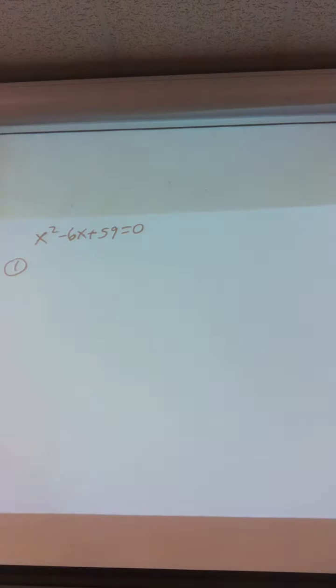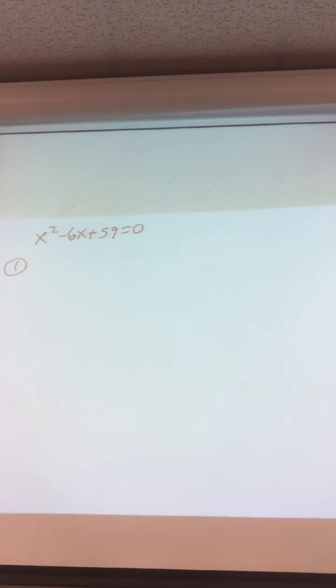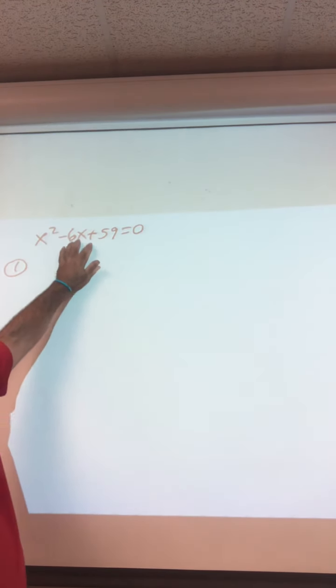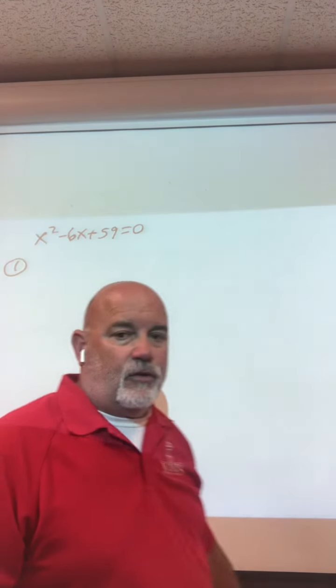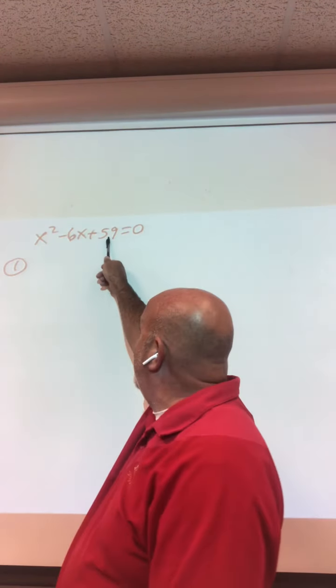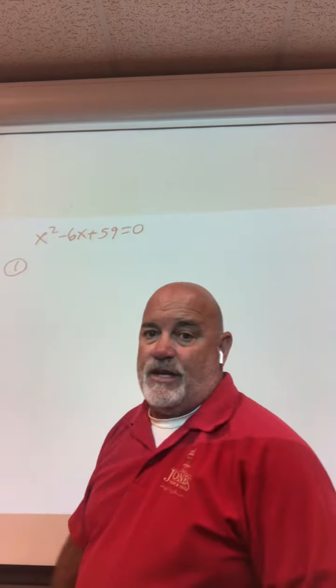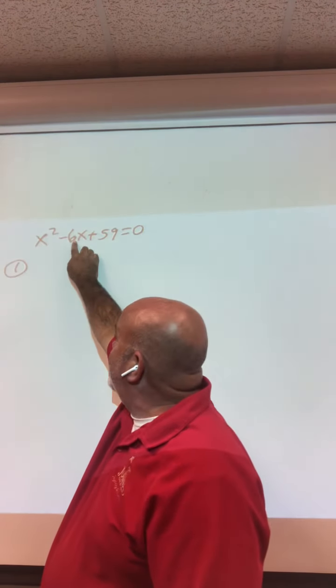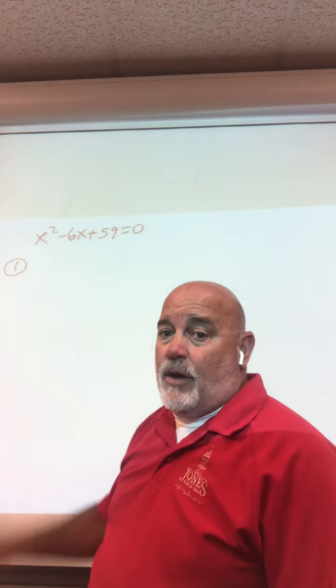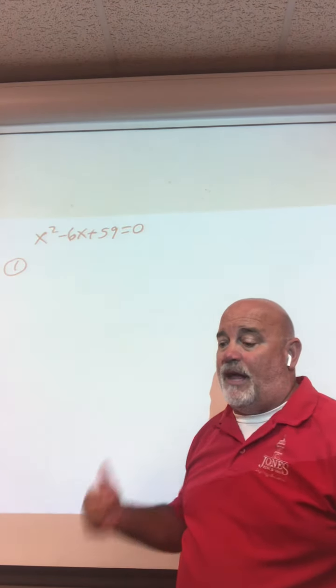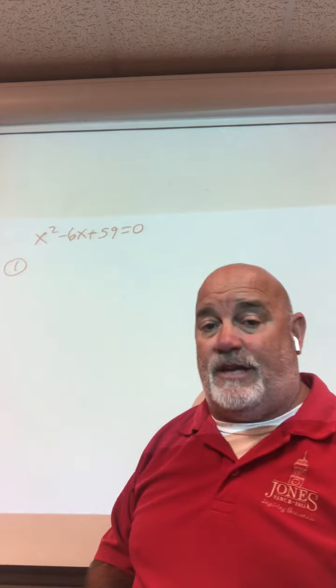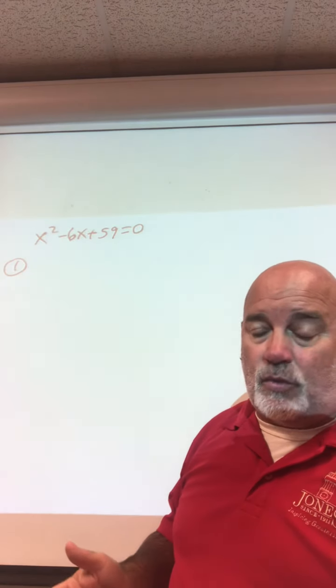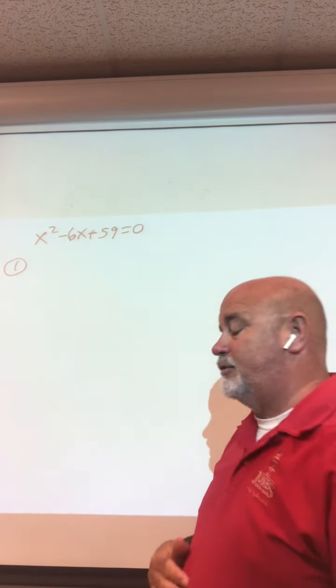Step 1. Well, let me say this before I read step 1. I've already said this problem right here cannot be factored. There's no 2 numbers that multiply to give you 59 that add to give you 6. You can't use the square root property on this problem because it has a middle term. So if I'm going to solve this problem, the only method I have left on the table is completing the square. So let's go through completing the square.